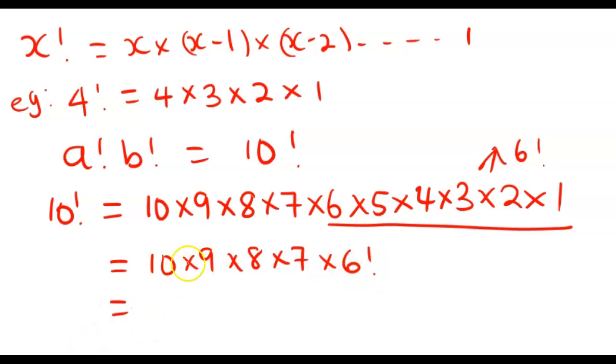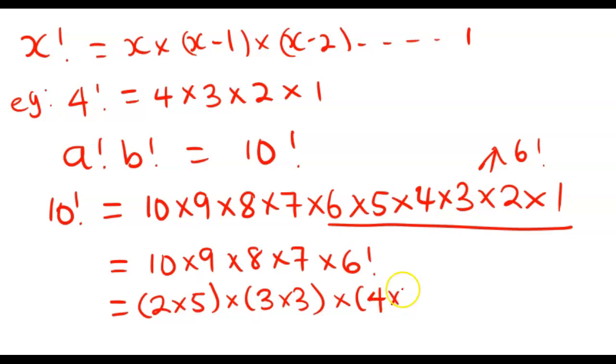Okay, now let's break these numbers into simple factors. So 10, we can write it as 2 times 5. 9, we can write it as 3 times 3. Then 8, we can write it as 4 times 2. Then 7, we can write it as 7 times 1 times this 6. Now, we are going to arrange these factors into factorial.